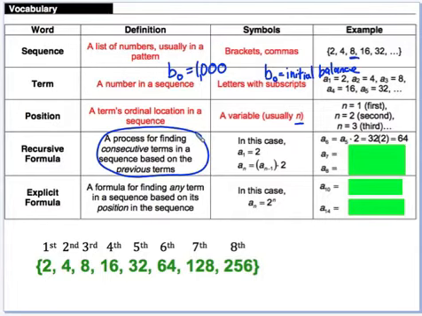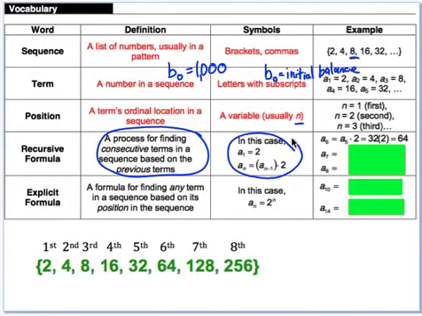So when we were paying off a credit card bill, we needed to know the previous month's term before we could know this term, or the next term, okay? And down here, we have this pattern, or this example.